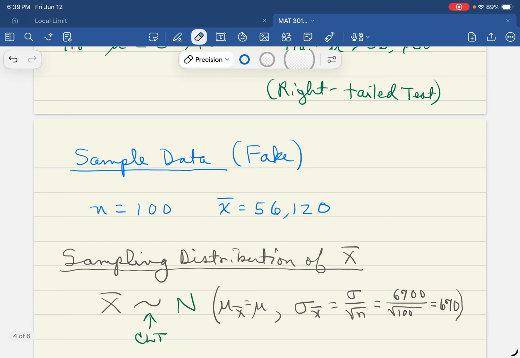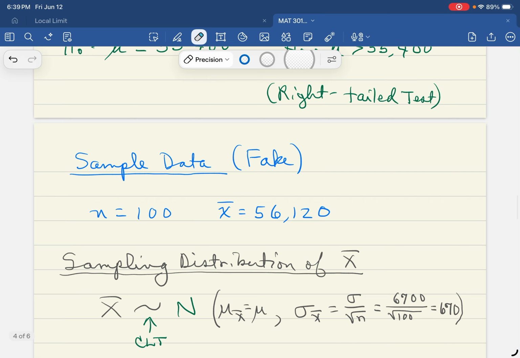So then by the central limit theorem, because our sample size is large enough, the sampling distribution of X bar is normal with mean mu, and the standard error of the mean, remember that's sigma over square root of n, turns out to be $670. And so remember that anytime we have a normal random variable, we can normalize it and get a standard normal distribution. And therein lies the derivation of the typical test statistic random variable that's used with tests of this type.